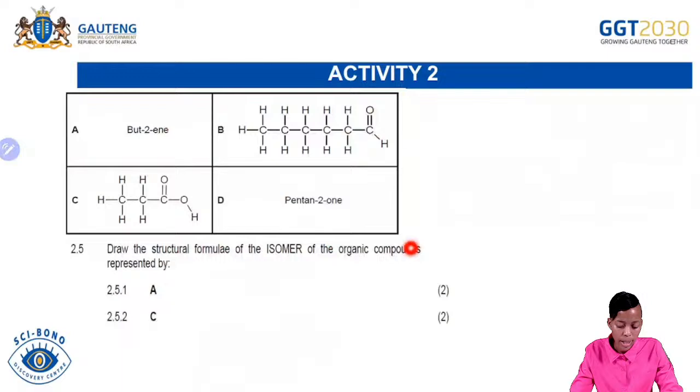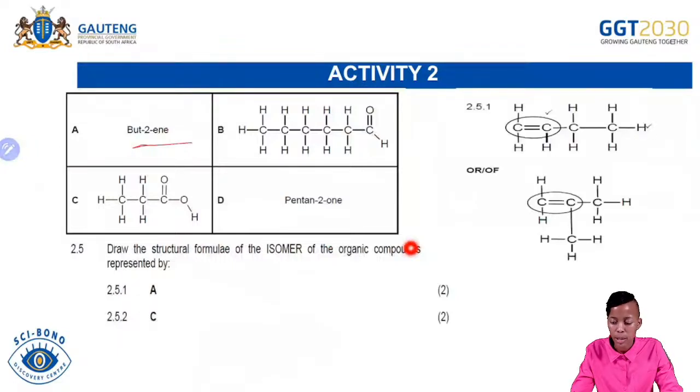Okay. Then 2.5, it says draw the structural formula of the isomer of organic compounds represented by A. So remember the isomers, we have 3. We have chain, where you will be changing the chain, and then we have a positional isomer, then we have a functional isomer. So with the positional isomer, it will be changing the position. So already when you see this but-2-ene, it means that you must be changing a position.